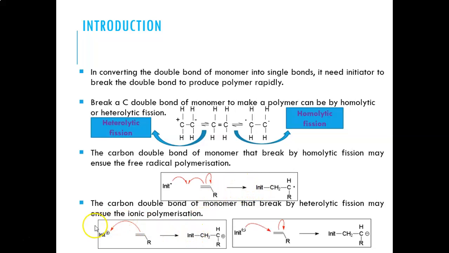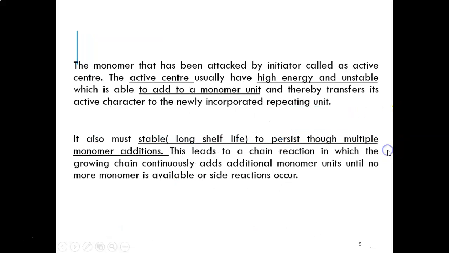Now we look at heterolytic fission. The carbon double bond of the monomer that breaks by heterolytic fission may ensue ionic polymerization. Compared to homolytic fission, heterolytic fission is shown with a full arrow denoting two electrons, and it depends on the electronegativity of that ion. So heterolytic fission is in ionic polymerization, which is one of the chain growth polymerization methods.